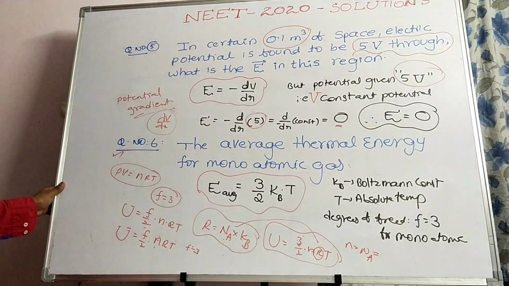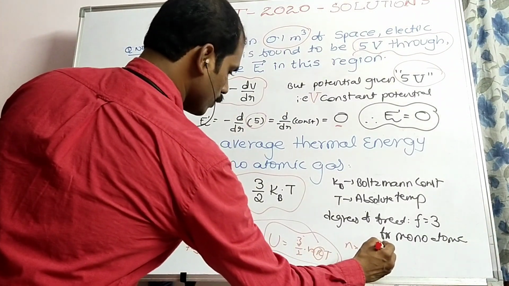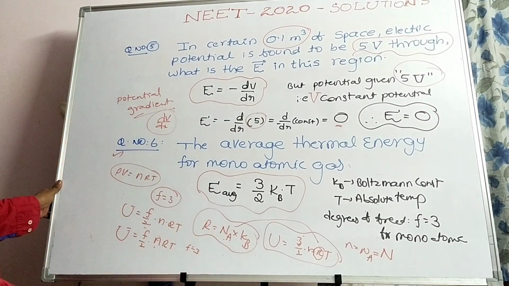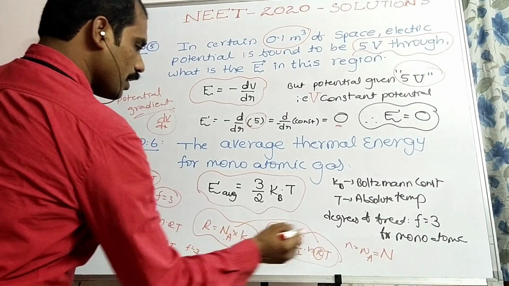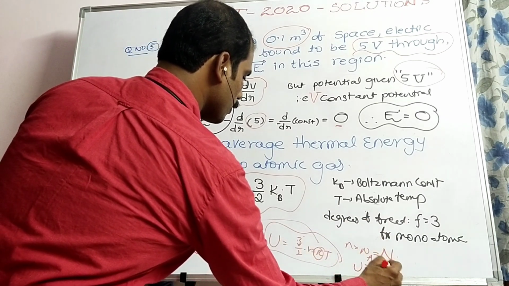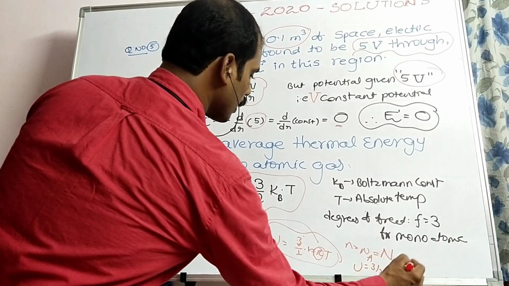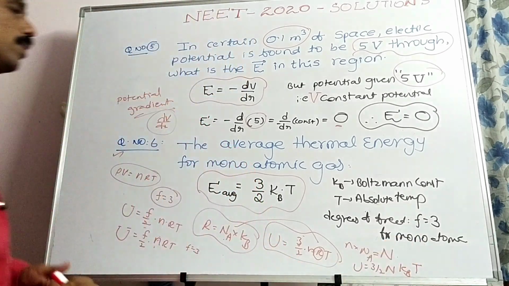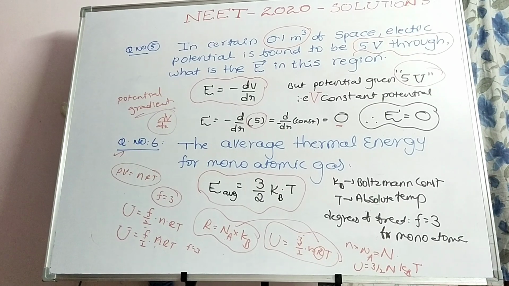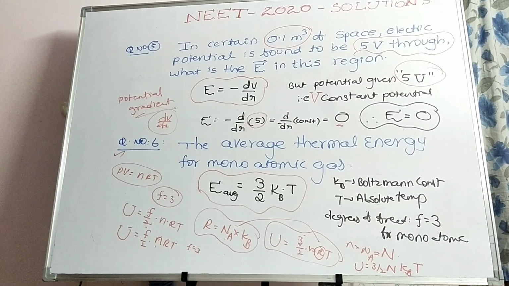And we know N into Avogadro number is equal to the number of molecules. So energy U is equal to 3 by 2 into N into kB into T, where N is the number of molecules, kB is the Boltzmann constant, and T is absolute temperature. So the relation becomes E average is equal to 3 by 2 kB into T. 3 by 2 kB into T will be the average thermal energy.